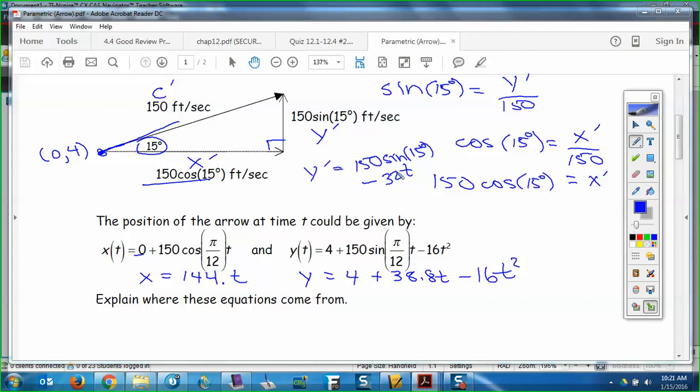Okay? Yes? Do they have to memorize gravity? No. As I said earlier, you're not going to have to come up with these, but I'm just talking about this explanation right here. So where do these come from?